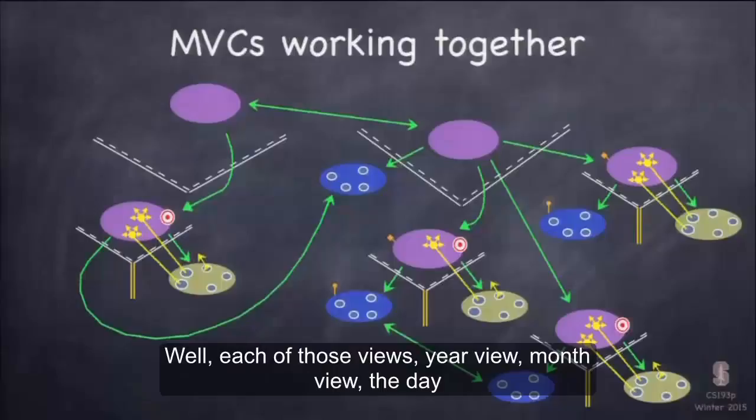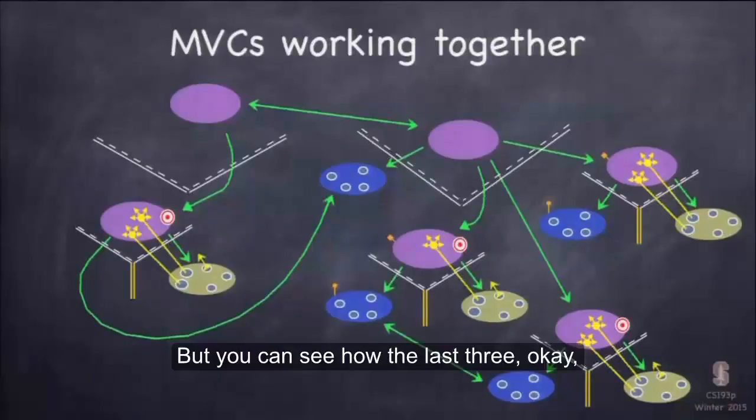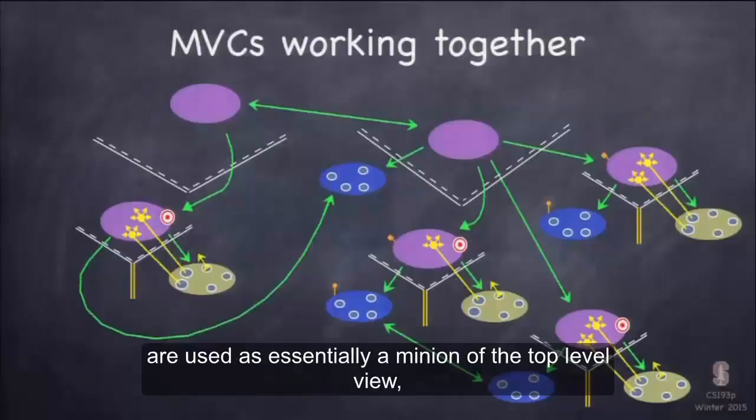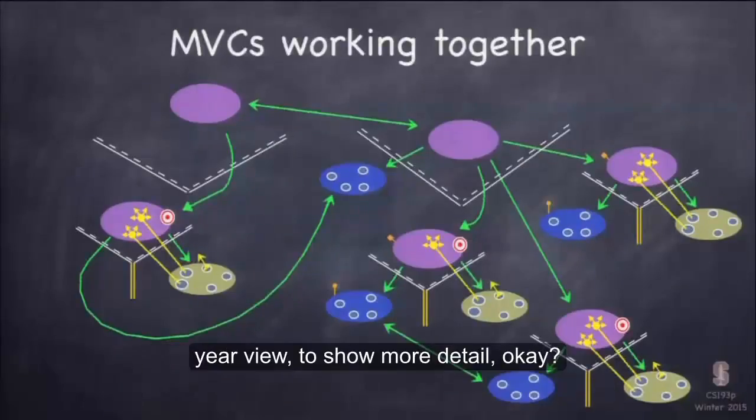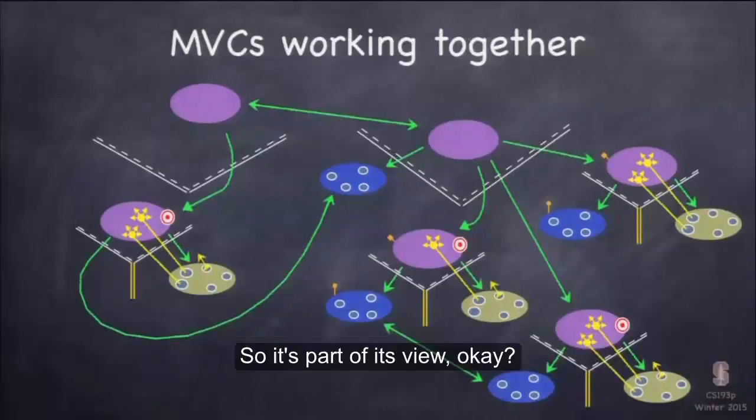Okay? Well, each of those views, the year view, the month view, the day view, and the appointment view, are their own MVCs. But you can see how the last three are used as essentially a minion of the top level view, the year view, to show more detail. Okay? So the year view, you click on a month, it's going to use the month view MVC to show more detail. So it's part of its view.